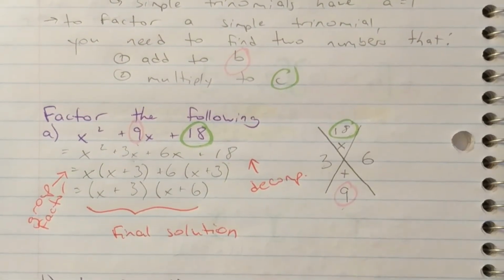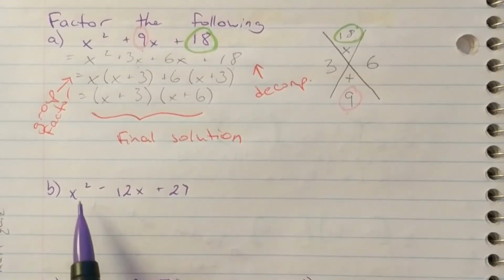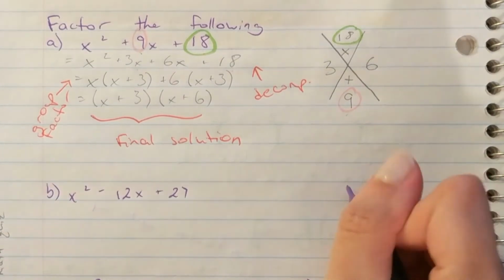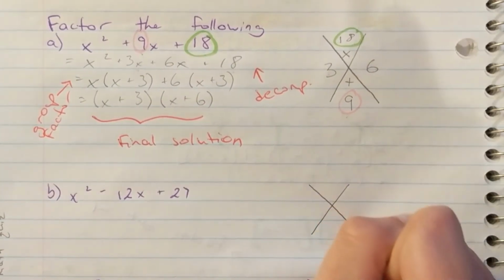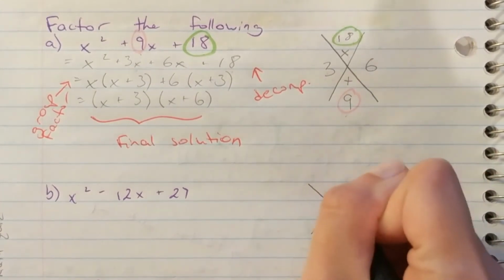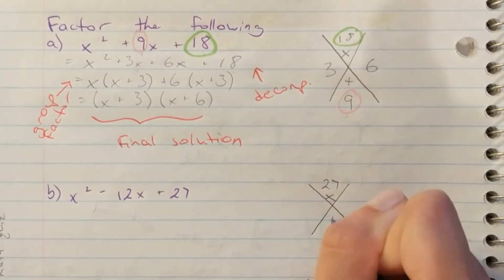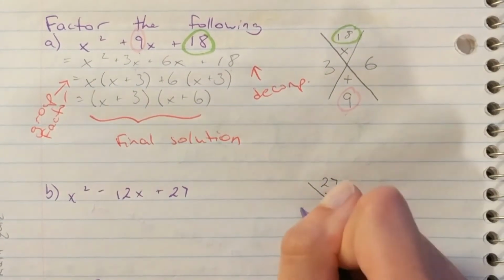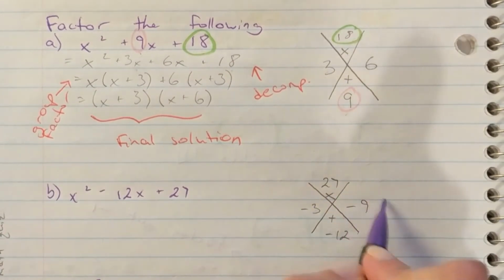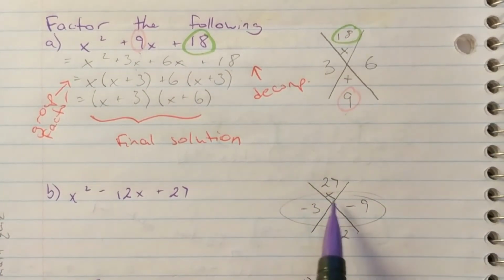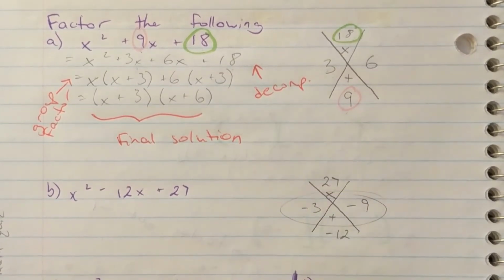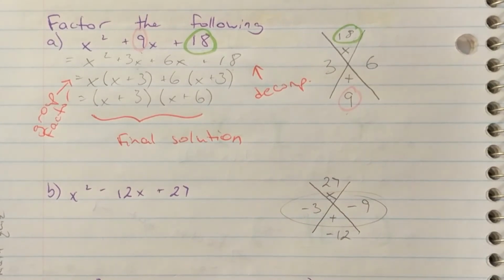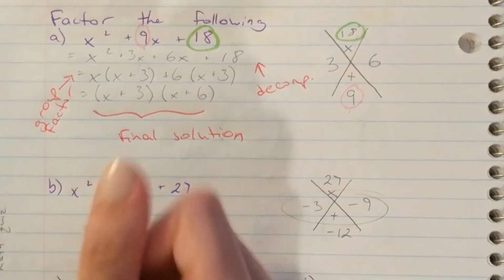Okay, let's do another example. X squared minus 12x plus 27. We're going to go ahead and set up our x over to the side here. Multiply to 27, add to negative 12. In this case, our numbers are going to be negative 3 and negative 9. Negative 3 times negative 9 is 27. Negative 3 plus negative 9 is negative 12. Let's decompose our problem here.